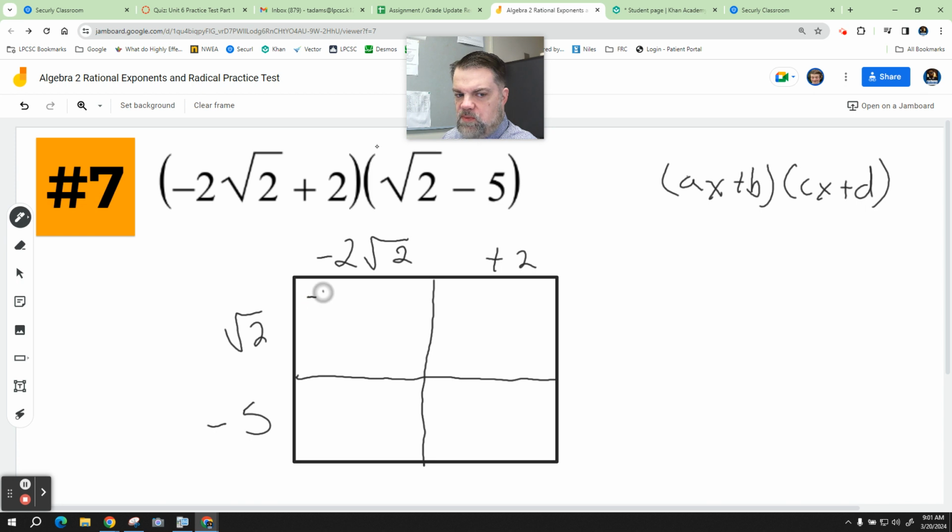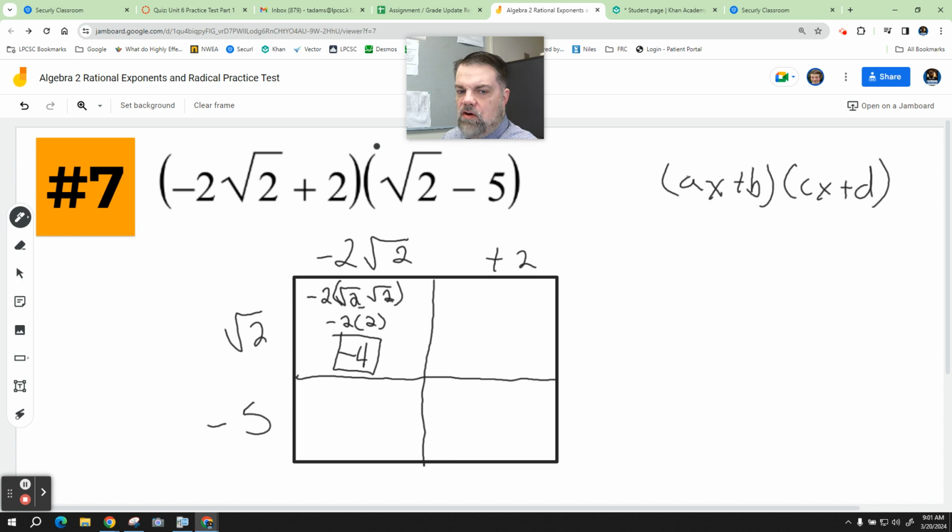Really what I'm doing is multiplying the row by the column, so I'm going to say negative 2 times the square root of 2 times the square root of 2. But when you square a square root, you just get the base. So that becomes negative 2 times positive 2, because we squared the square root. And so your final answer for this grid is just negative 4.